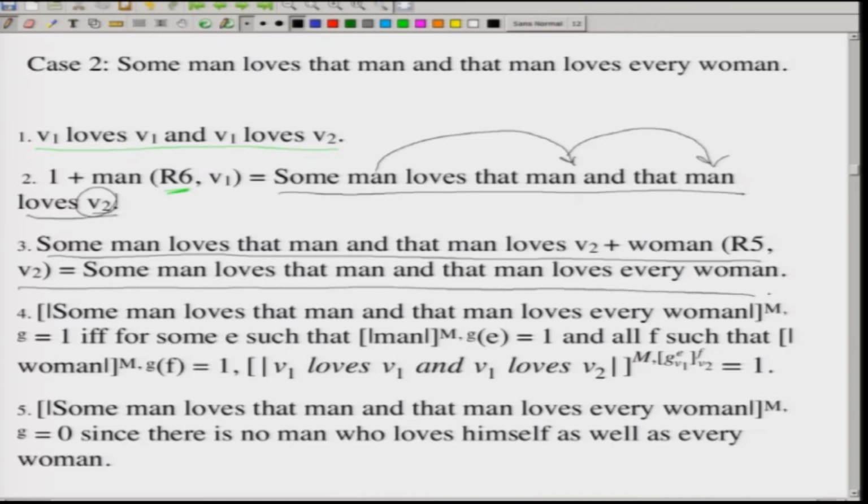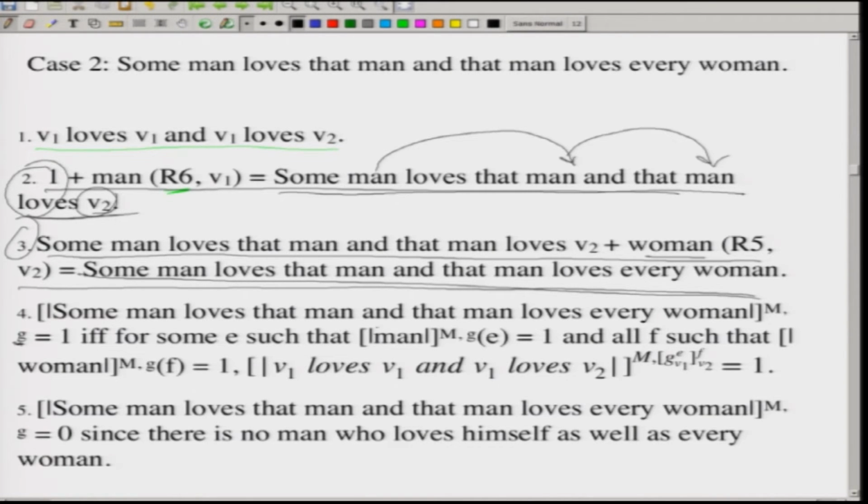Some man loves that man and that man loves every woman is derived from step 2, and then we add woman and we apply rule 5, which is the rule for every, to V2, and this final form is derived. Now we compute the truth value. So g has gone there, it shouldn't have gone there, but it is a typing problem, I couldn't help it. Anyways, I am skipping one step, the truth value computation for 2, I am going to 3 directly.